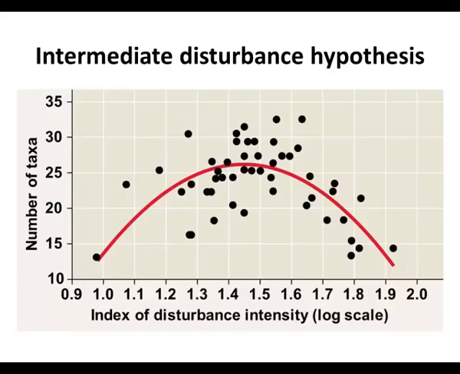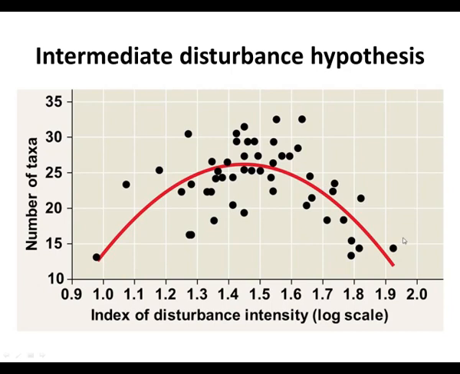So more on the intermediate disturbance hypothesis. In this graph, the x-axis is the degree of disturbance or the intensity, and the y-axis is the number of taxa. So if the disturbance is very, very low, you don't find very many species, and again if the disturbance is very severe, again very few species, but you will find the most species in between, under moderate levels of disturbance. So how does it work?